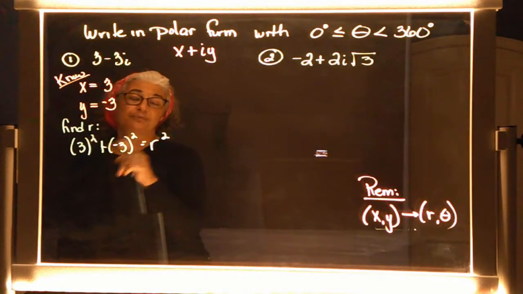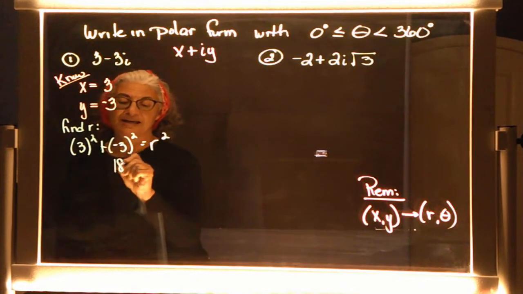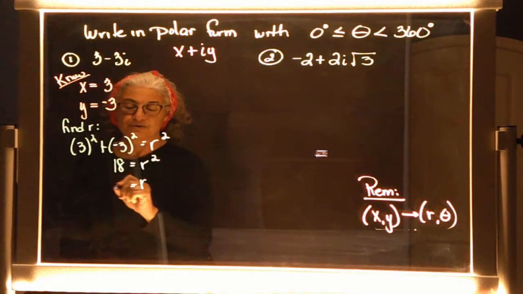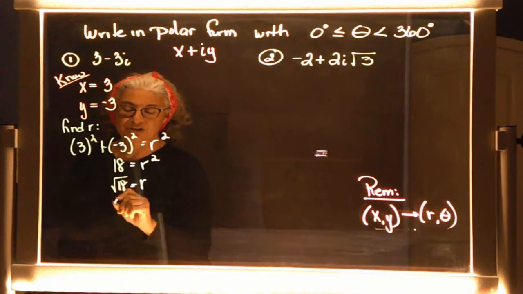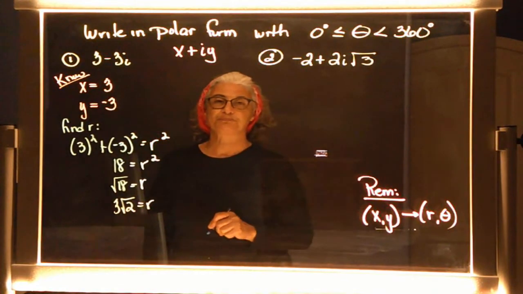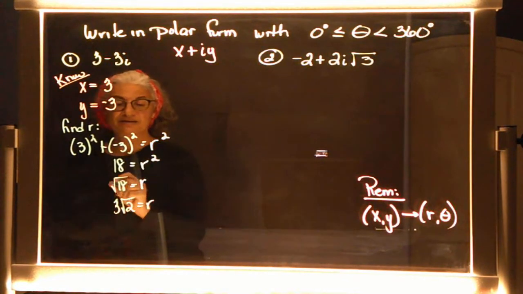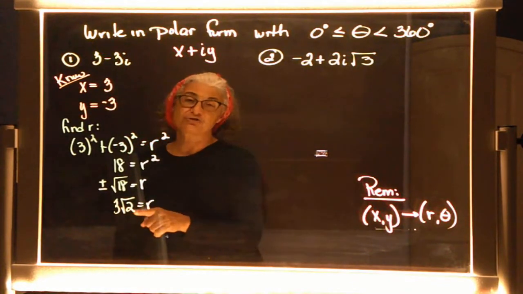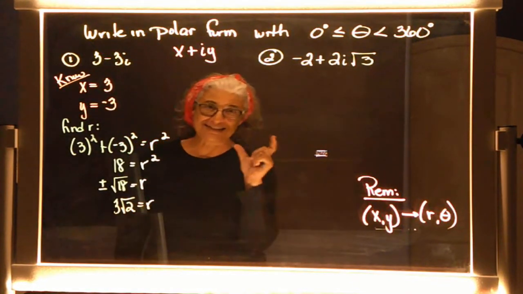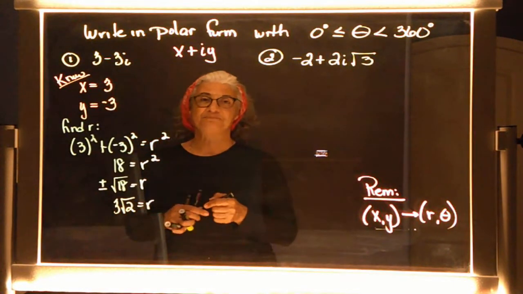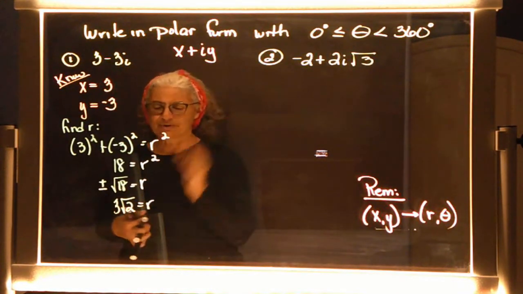Okay, so 9 plus 9, right? Yeah, 18 is r squared, which means r equals the square root of 18, which is, yep, some of you got it, 3 square root of 2. Remember, when you take the square root, there will be a positive and a negative answer. But since you're talking about r, which is a distance, it's always the positive answer, isn't it? Excellent. So we found the r.